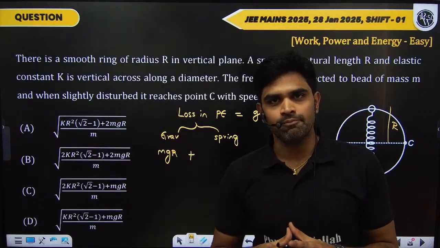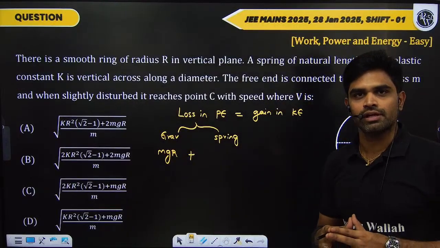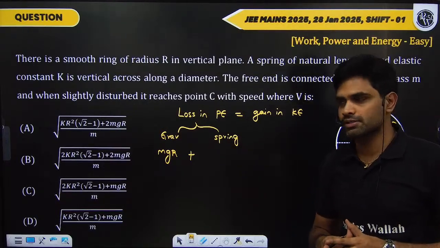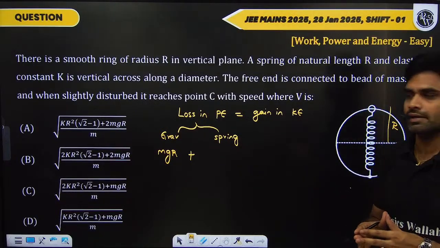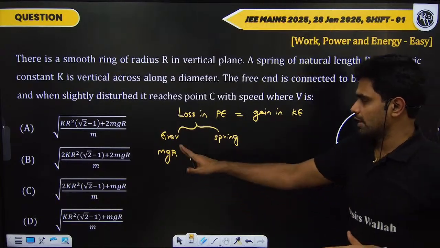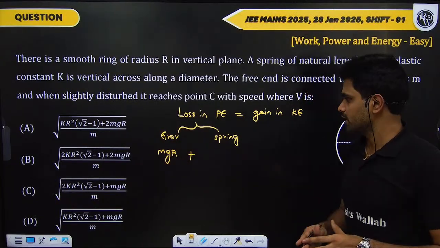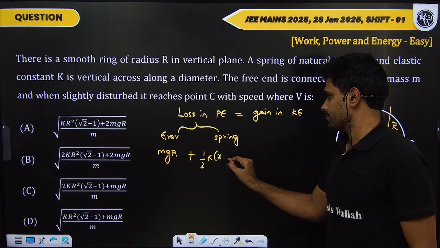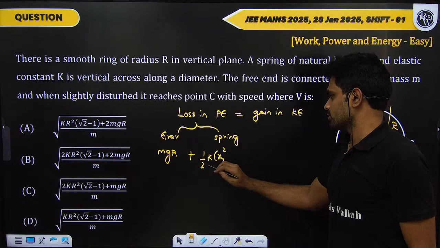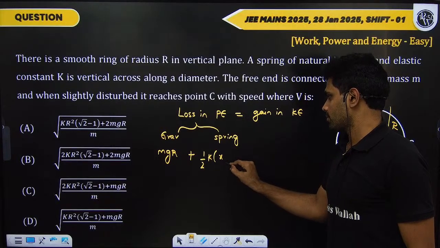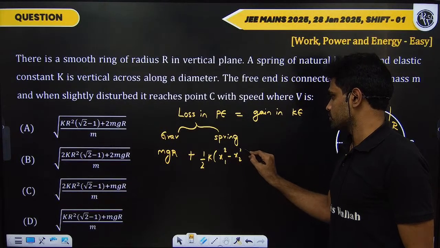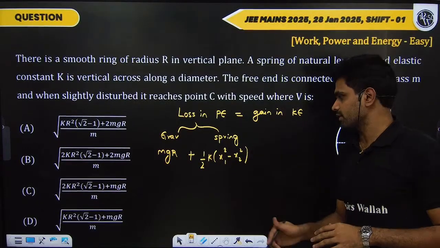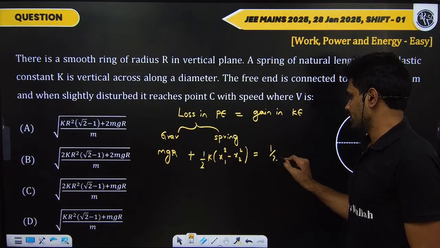This is helpful for 11 JEE students. Gravitational loss is here, whereas spring is half k into the square of initial elongation plus final elongation. That is gain in kinetic energy.